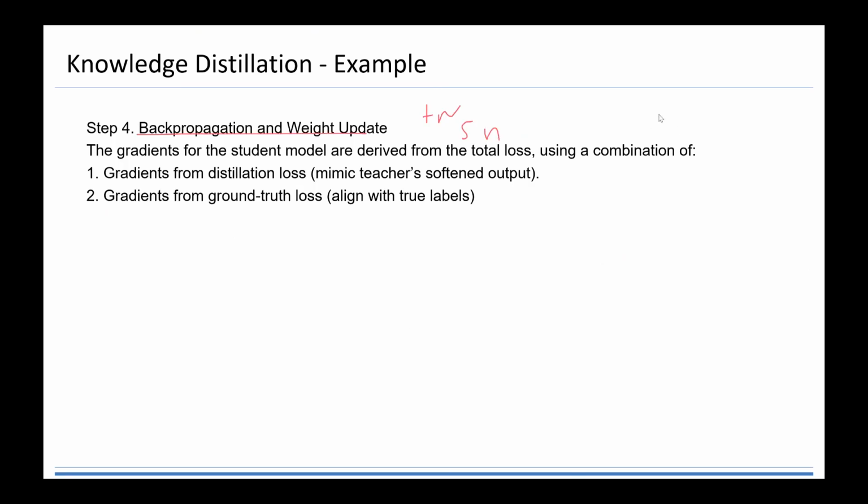In this case, I just give you a simple example, so the weight is already given. The gradients for the student model are derived from the total loss, using the combination of the gradient from the distillation loss and the gradient from the ground truth loss. So we have the loss distill, which is from the teacher and student network, and then the loss between the ground truth and the student network. After we do the back propagation and update, we can again compute the total loss. We want to get the total loss which is the minimum.